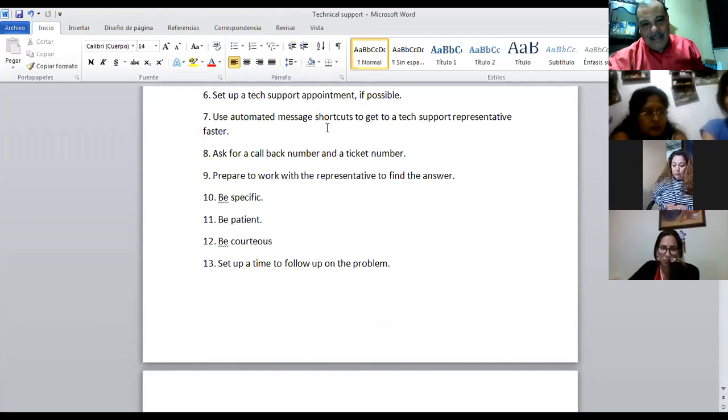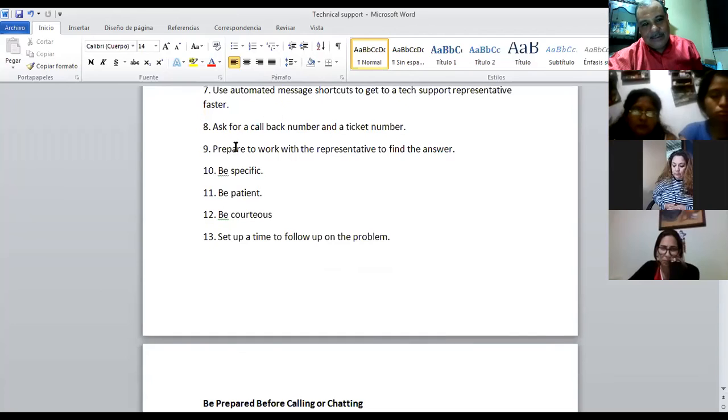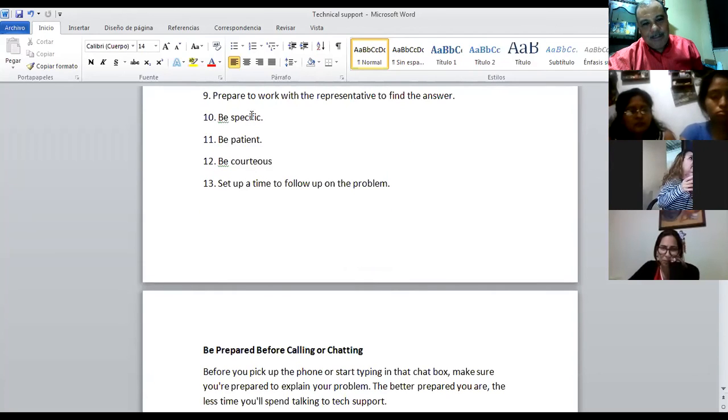Use automated message shortcuts to get to a tech support representative faster. Use atajos automáticos de mensaje para llegar hasta el representante de soporte técnico más rápido. Ask for a call back number and a ticket number. Pregunte por una llamada de regreso y por un número de tiquete. Okay. Prepare to work with the representative to find the answer. Prepárese a trabajar con el representante para encontrar la respuesta.